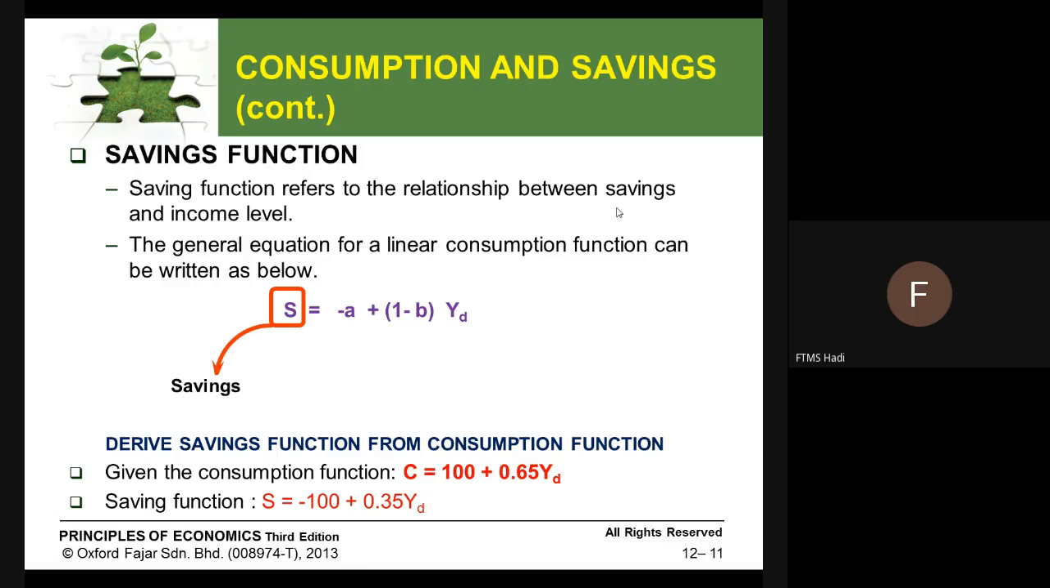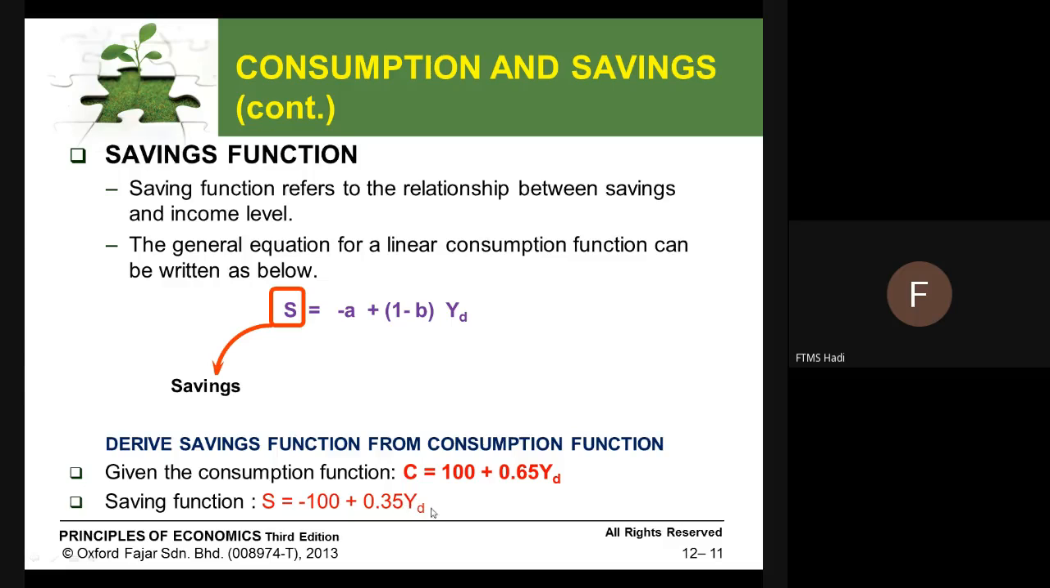Savings from this one, 100, you make it as a negative, because consumption is the opposite of saving. So if consumption is positive 100, that means the saving is negative 100. And then 1 plus B means that to calculate saving, 1 minus 0.65, which is equal to 0.35.